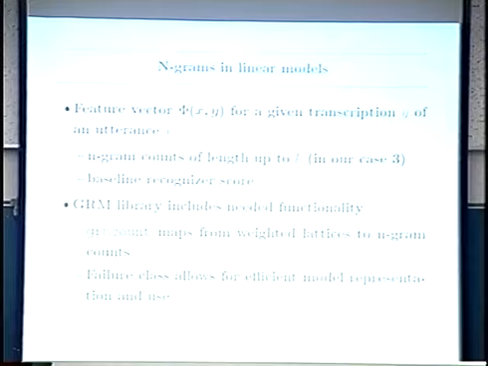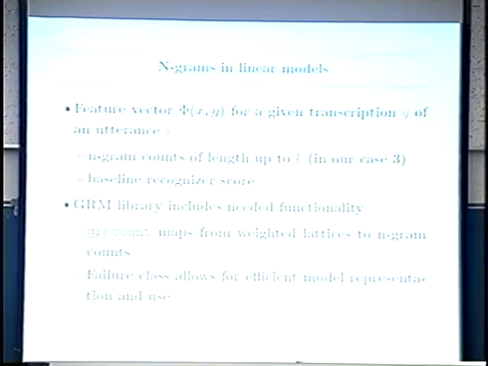For n-grams in our case, the feature vector for a given transcription y of the utterance x is the n-gram counts up to length 3. So unigrams, bigrams, and trigrams in a certain string, we have the counts represented as a vector. In addition, we have the baseline recognizer score. Since this is a rescoring model, we have the initial score also represented as a feature, and there will be a multiplier to that, which is the parameter for the baseline score.